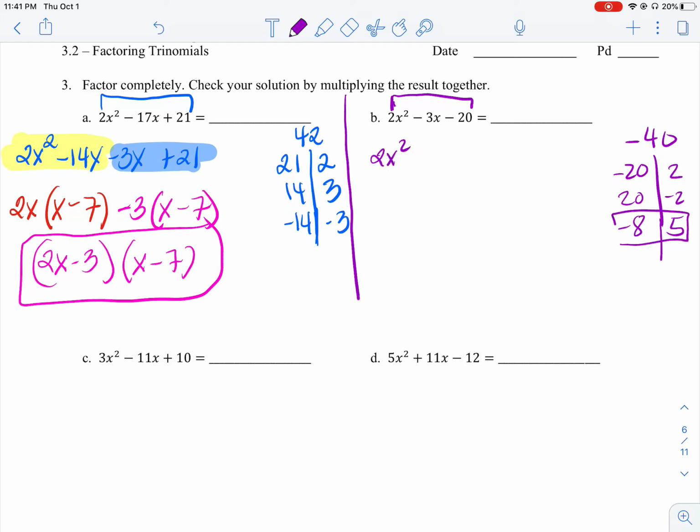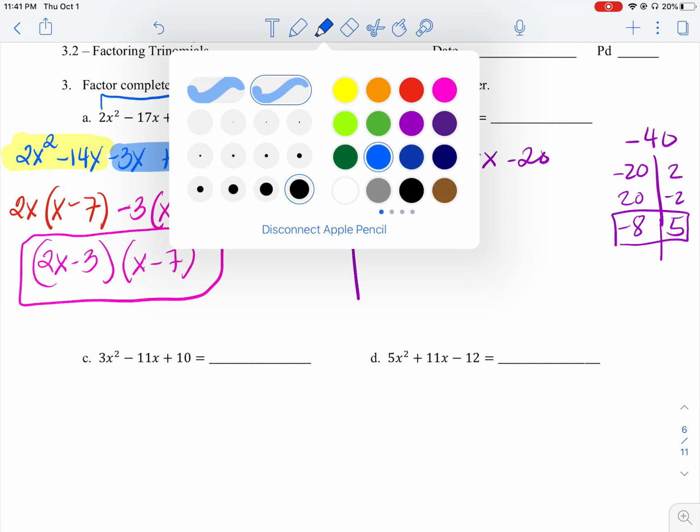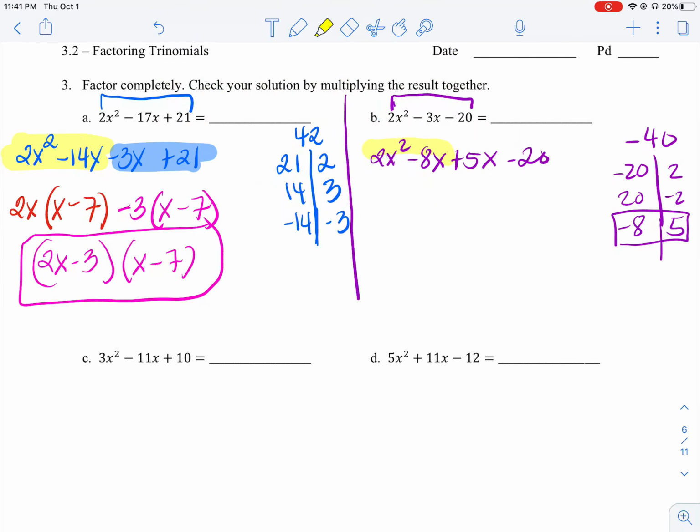So we're going to go on to 2x squared. Let's put these two pairs together. Negative 8x plus 5x minus 20. And again, the 3x is gone because we split this into two parts. Okay, let's highlight them so we can do them by group. So let's solve this together, and then we'll solve these together.